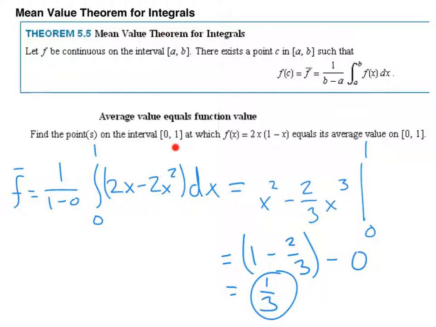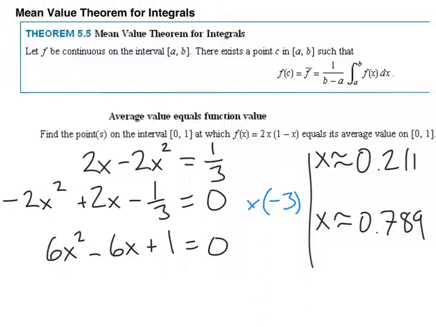This is a to b, so a is 0, b is 1. So we have the average value equals 1 over b minus a, the integral from a to b. And notice for this function, I distributed the 2x through. So you get 2x times 1 minus 2x times x, and you get 2x minus 2x squared. And we'll be integrating that from 0 to 1. So first of all, 1 over 1 is just 1, so we can drop that. The antiderivative here, using the power rule, will give us x squared minus 2/3 x cubed. And then we'll evaluate that from 0 to 1, which is pretty easy because once you plug in 1, you just get 1 minus 2/3. And once you plug in 0, you just get 0, so you get 1/3 as the average value.